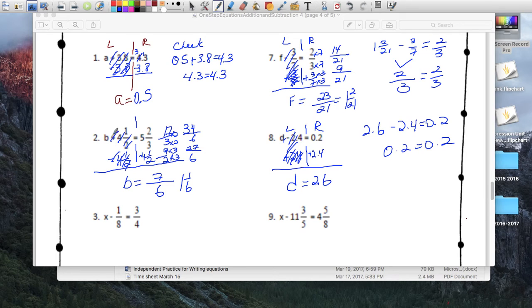So my check: I'm going to write the equation and substitute. Wherever I see b, I'm going to write this value. I'm going to have 1 1/6 plus 4.5 equals 5 2/3. So on the right side is 5 2/3. Let's see this. 1 plus 4 is 5, and 1/6 plus 1.5 does equal 5 2/3. So I know everything is the same.